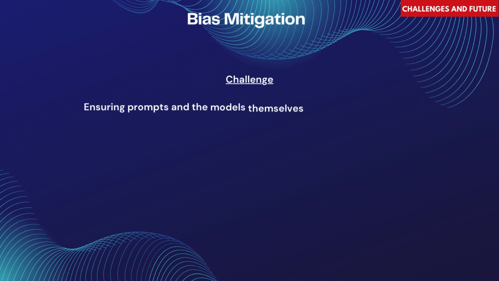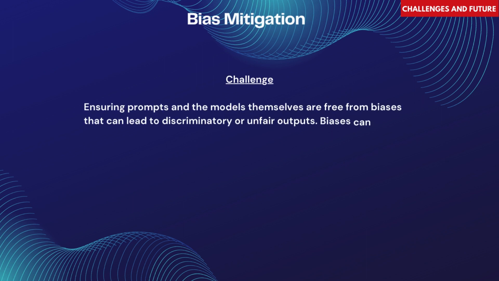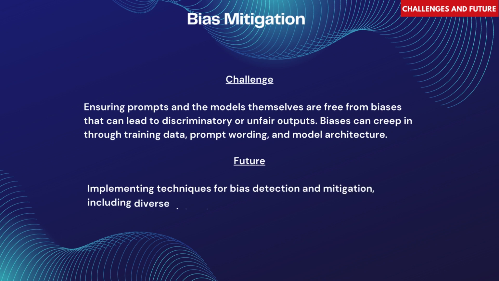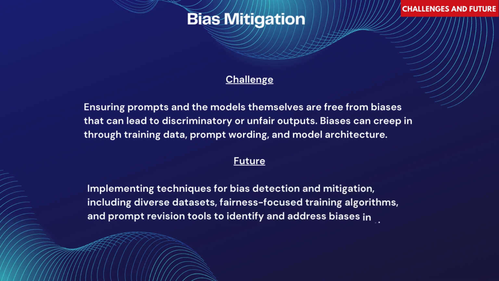2. Bias mitigation. Challenge: ensuring prompts and the models themselves are free from biases that can lead to discriminatory or unfair outputs. Biases can creep in through training data, prompt wording, and model architecture. Future: implementing techniques for bias detection and mitigation, including diverse datasets, fairness-focused training algorithms, and prompt revision tools to identify and address biases in the generated content.